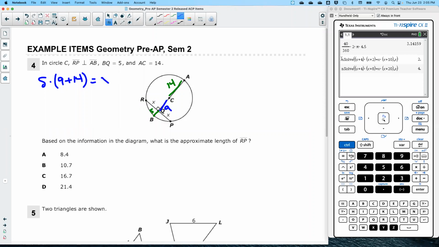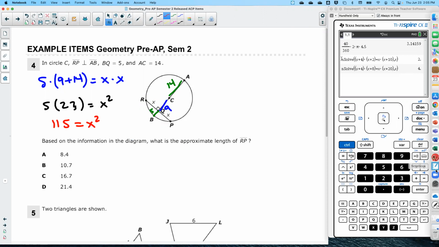Which is x times x. Okay, so what is 9 plus 14? 23. Multiply that by 5. 5 times 23. 115. 115 can equal x squared. 115 equals x squared. How would you get your x? Square root. 10.7. Okay, x is 10.7.